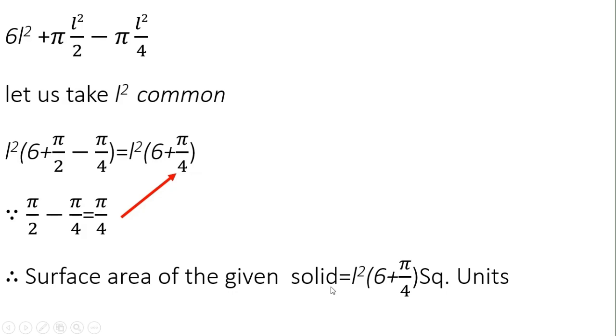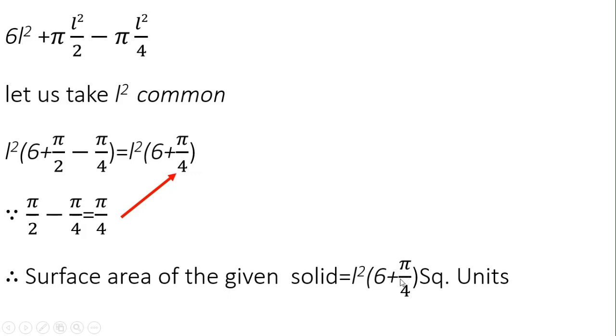What is the given solid actually? When a hemisphere is cut out from a wooden cube, the surface area of that particular solid is L square into 6 plus pi by 4 square units. If meters is given, it's square meters. If centimeters is given, square centimeters, like that. Here no particular value is given. We have calculated for a general value, that is nothing but L square into 6 plus pi by 4.